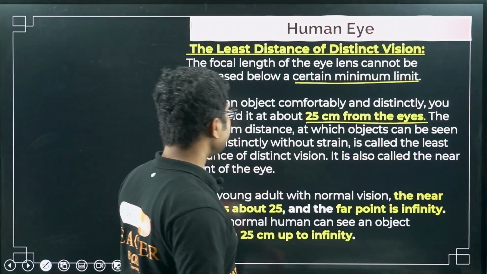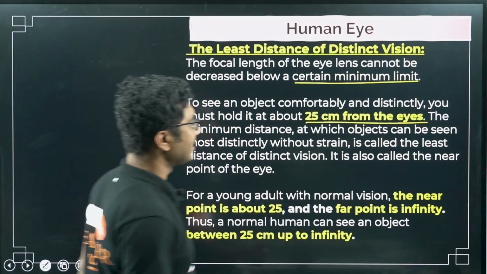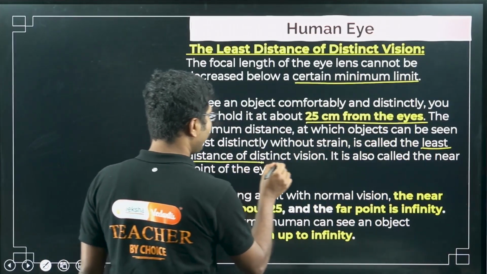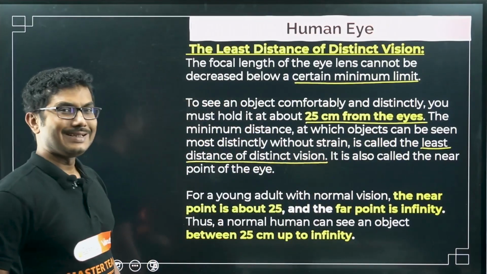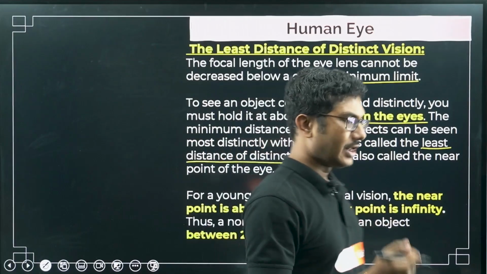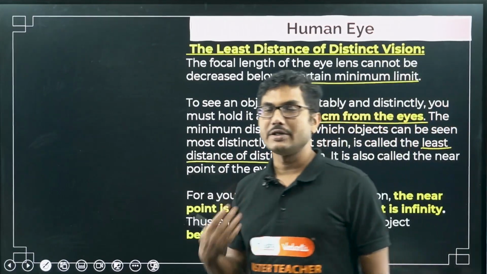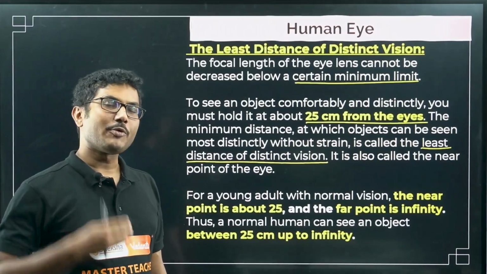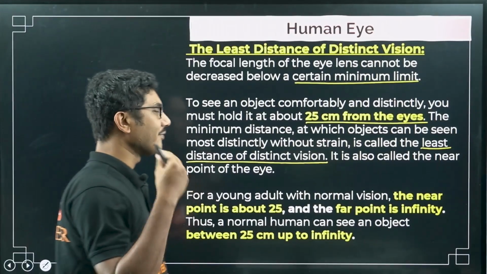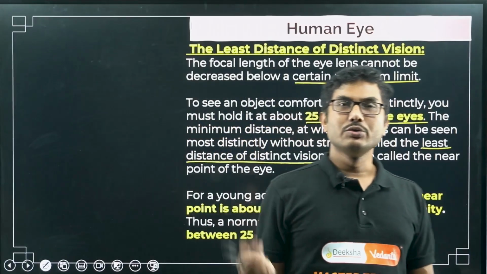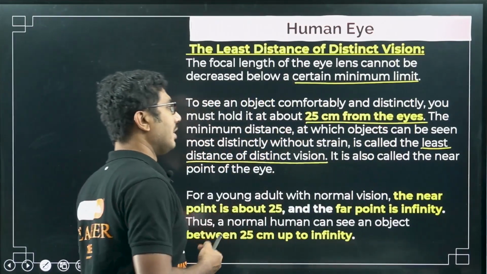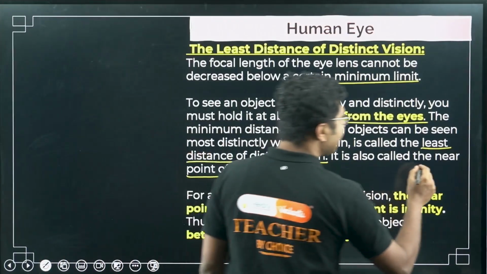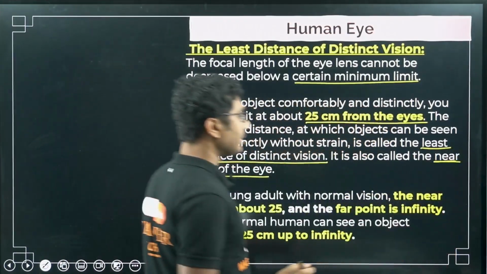This is called the least distance, a very important term. This is called the least distance of distinct vision. Anything closer than that, you cannot see it without straining your eye. And if you keep on straining your eye, after some time your eye will quickly lose the power of accommodation. So be careful. It is also called the near point of the eye. This is called the near point. This is also an important term.